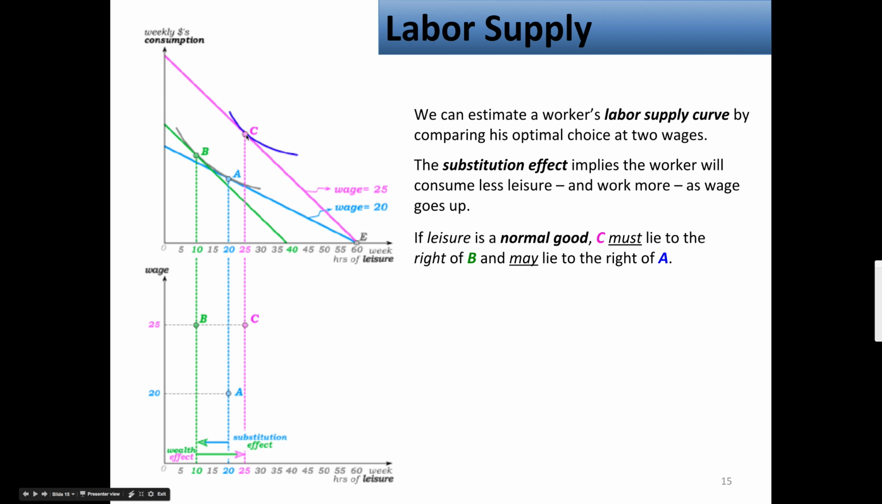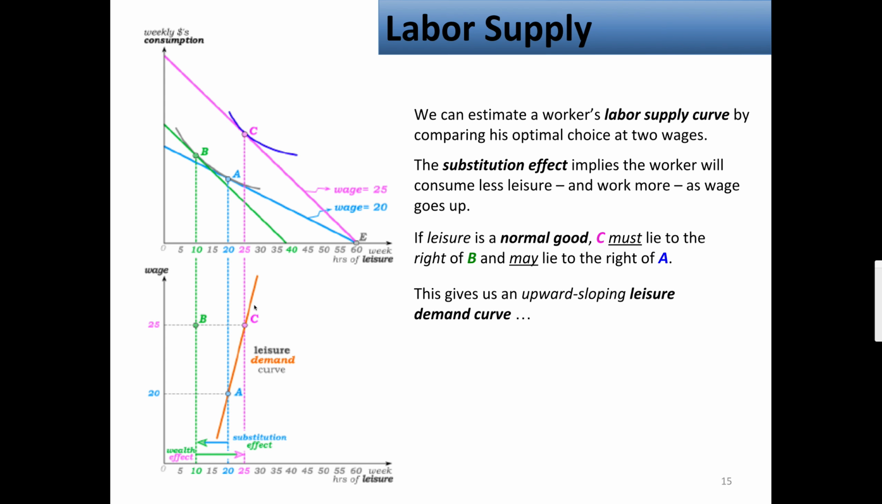It could possibly even lie to the right of A. If the wealth effect is so huge it's bigger than the substitution effect, you see how I have the wealth effect? Then what we were going to have is an upward sloping leisure demand curve. And wait for it, we're not quite there yet. The thing we're trying to find is the labor supply curve, not a leisure demand curve.